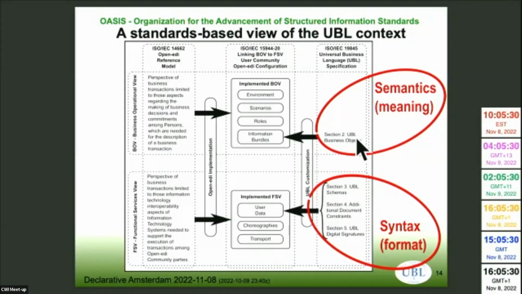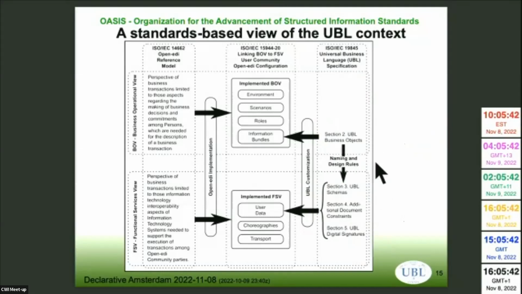Section 2 is all semantics. What do these objects mean? Sections 3, 4, 5 is the syntax. Now, how do you get from the semantics to the syntax? And that's through a concept called naming and design rules. And in OASIS, we gave this name to this process of converting the abstract business objects into concrete syntactic exchange structures. And that requires an abstraction of these business objects for the information bundles.